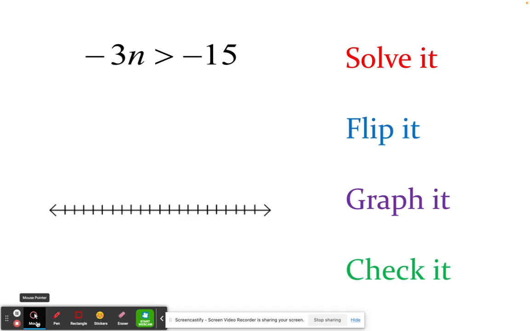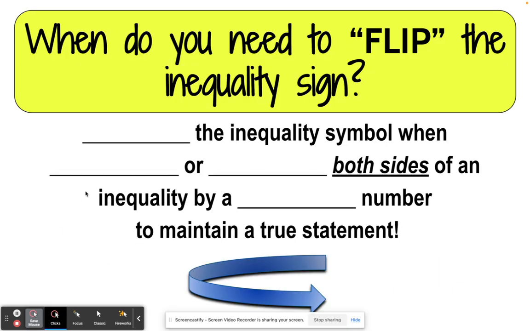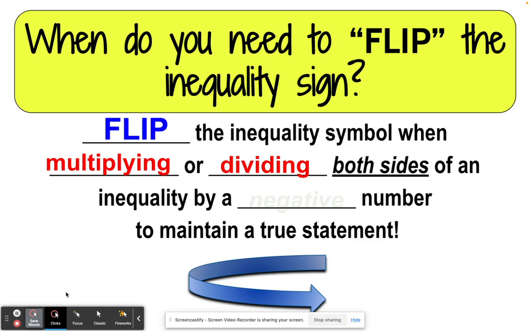Let's try another one. I encourage you to check, just pick an answer from it and check it, see if it works. Oh, I should probably fill this in first. So when do you need to flip the sign? Flip the inequality symbol when you multiply or divide both sides of an inequality by a negative number to make it a true statement.